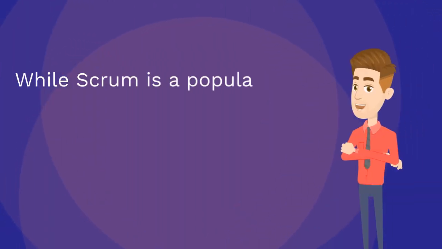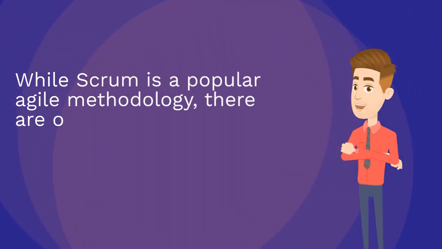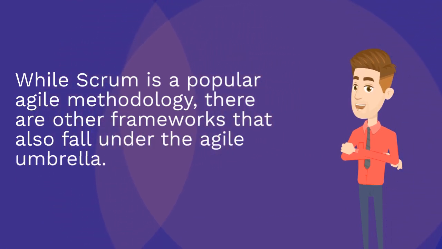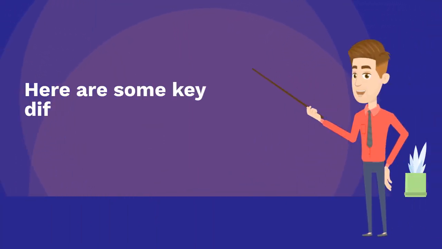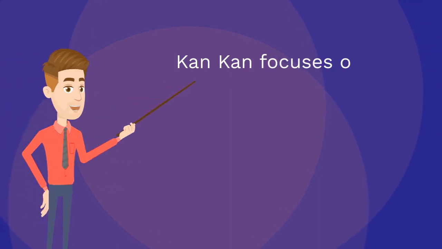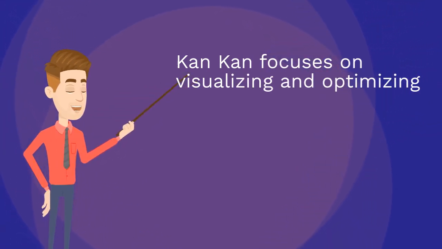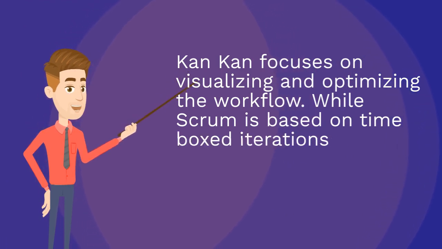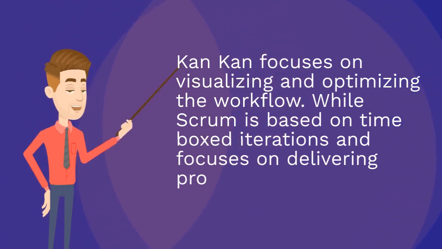While Scrum is a popular Agile methodology, there are other frameworks that also fall under the Agile umbrella. Here are some key differences between Scrum and other Agile methodologies. Kanban. Kanban focuses on visualizing and optimizing the workflow, while Scrum is based on time-boxed iterations and focuses on delivering product increments.